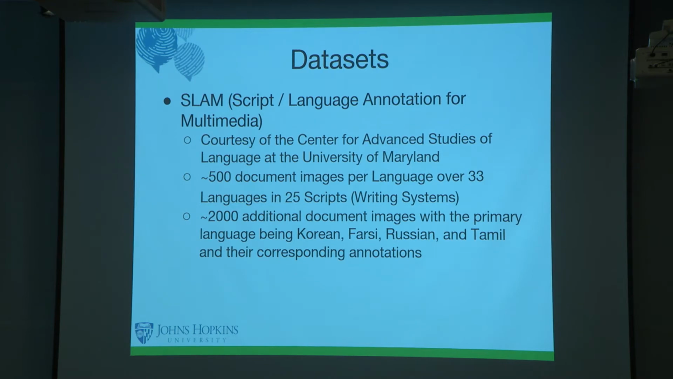Another data set that we used to see how the trained data actually worked with the model was the SLAM data set. So basically what I did, I augmented images using the YAML data set, and then we would use the SLAM data set to see how the trained model worked on these images. And so the SLAM data set, the script language annotation for multimedia, was courtesy of the Center for Advanced Studies of Language at the University of Maryland, and it's also several thousand images in different languages that we could use to test on these models.